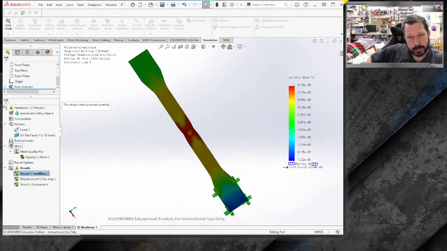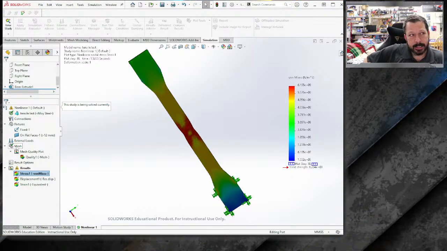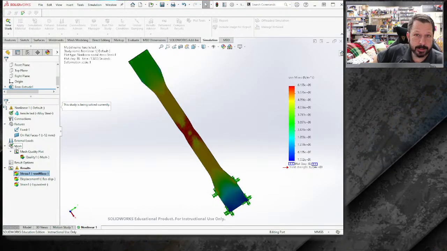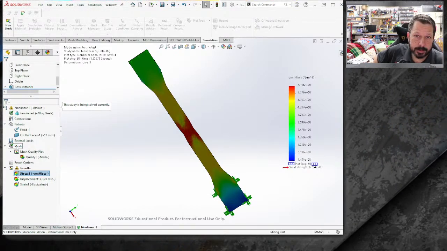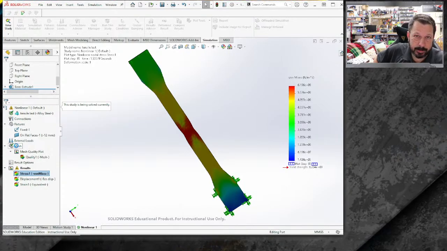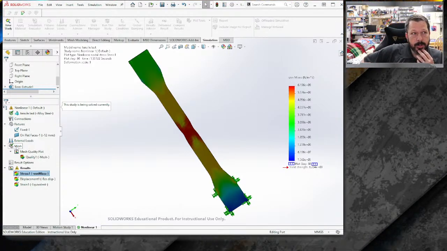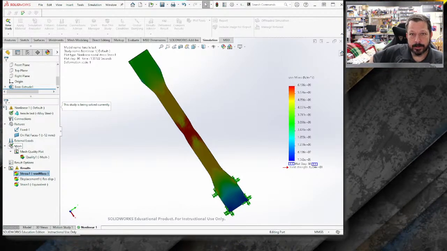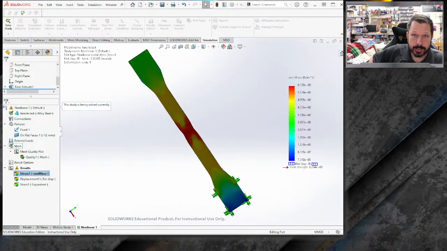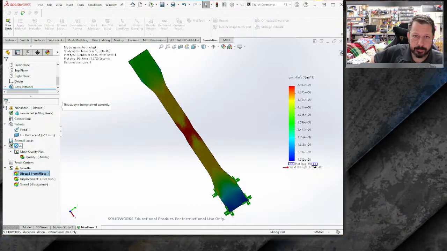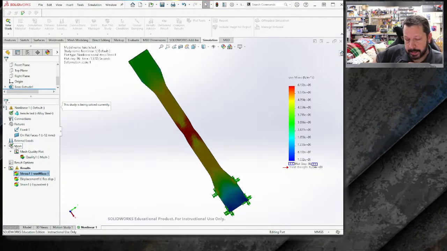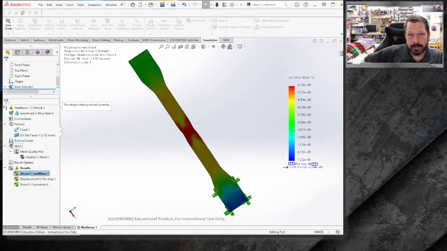Running the slider all the way up to fine does not necessarily mean that that is a good solution. It just means it solved it. It took more time calculating all the elements. You could still have fundamental problems in your model that are creating an incorrect solution, even though you have as many elements as you can possibly cram into your model. That does not necessarily mean that the model itself is correct.